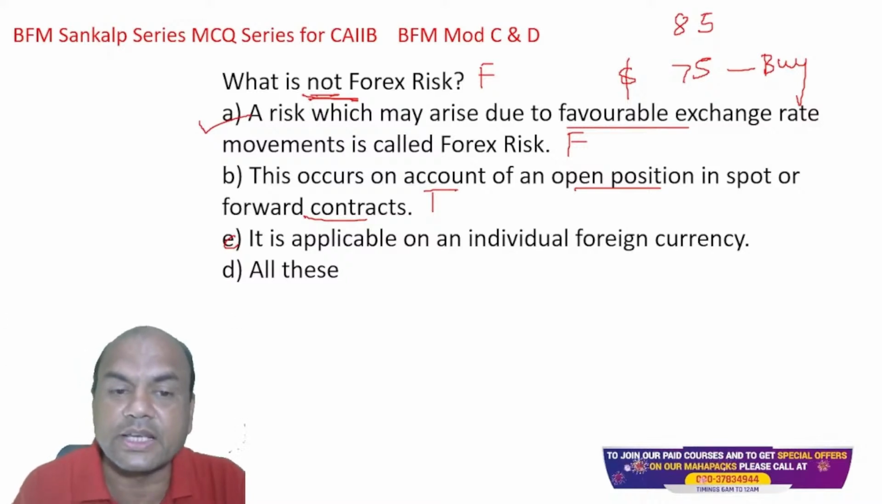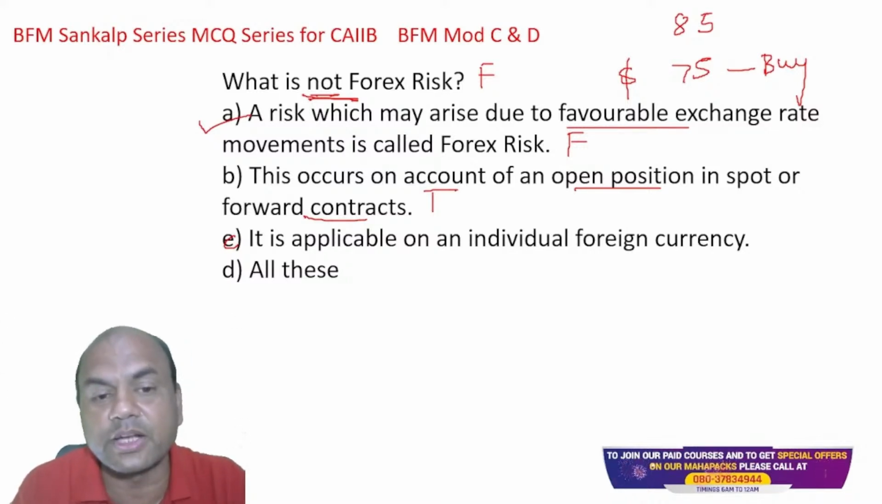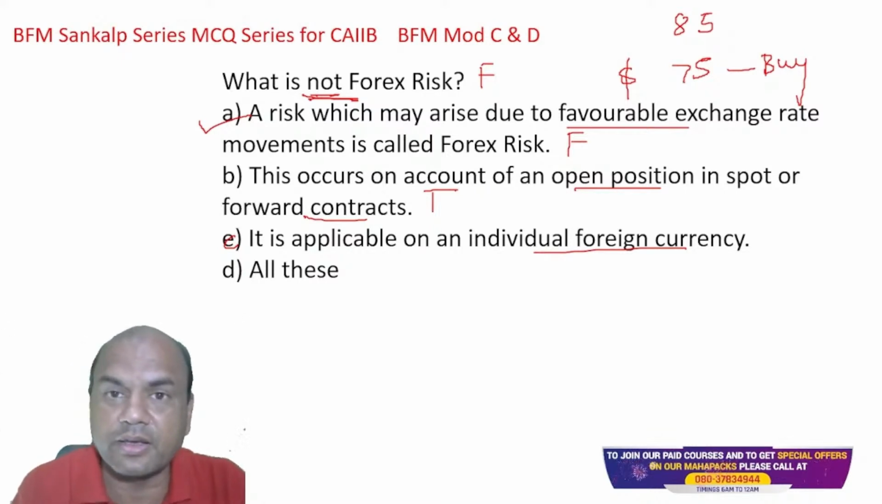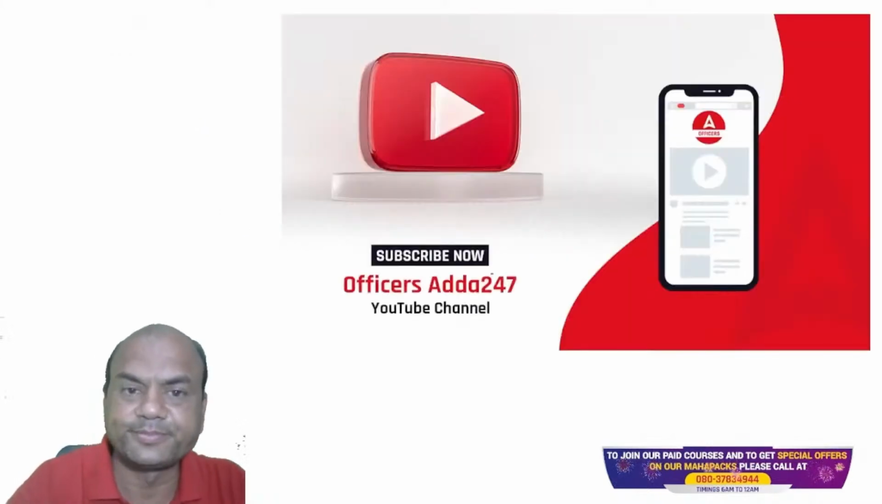Now just for checking, as we are in study mode: it is applicable to individual foreign currency. That is also true. Individual foreign currency means same logic. I bought a dollar at 75 rupees and now it is 70. Then it is applicable, right? So this is true.